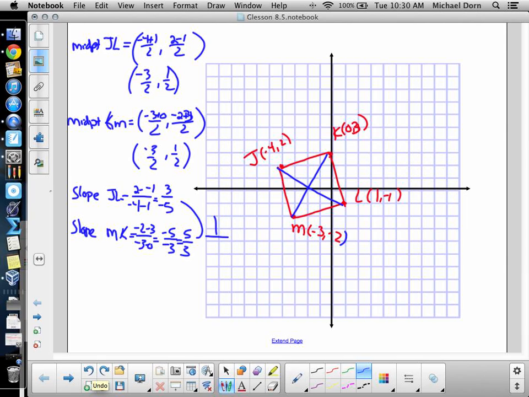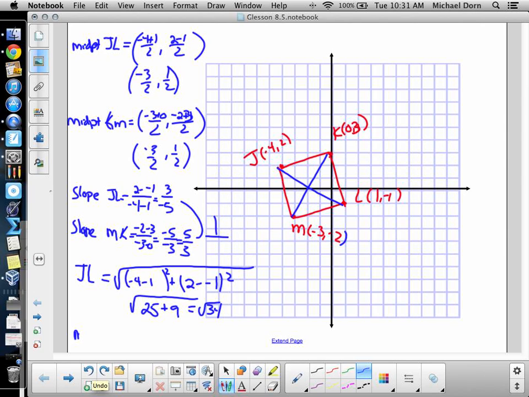Finally, the length of JL. So x's are negative 4 and 1, so negative 4 minus 1 squared. Y's are 2 minus negative 1, so 2 minus negative 1 squared. So that's negative 5 squared, which is 25. 3 squared is 9, square root of 34.